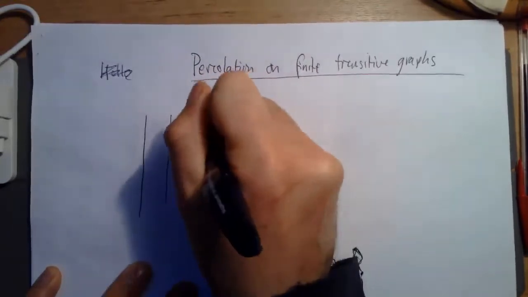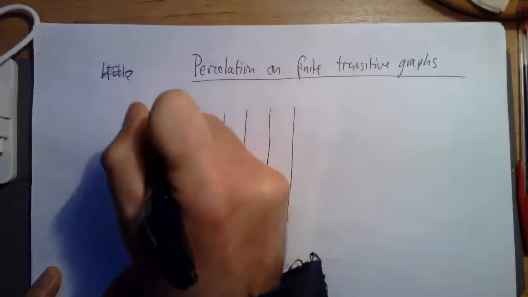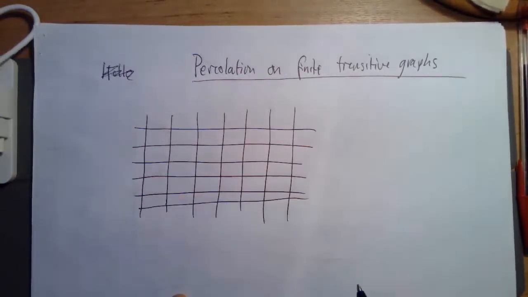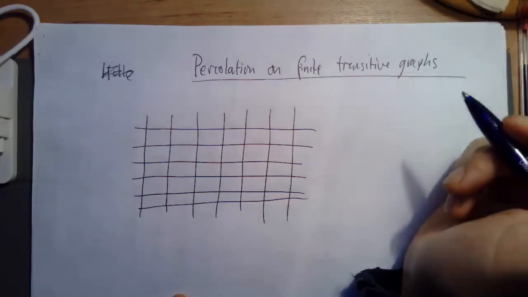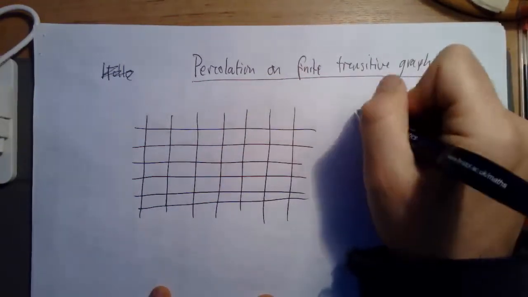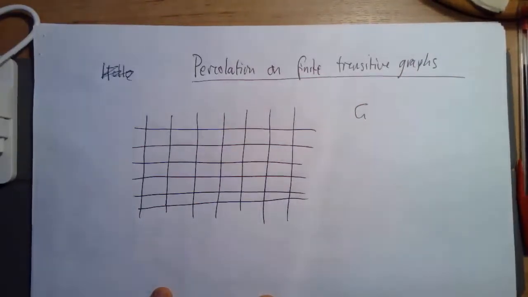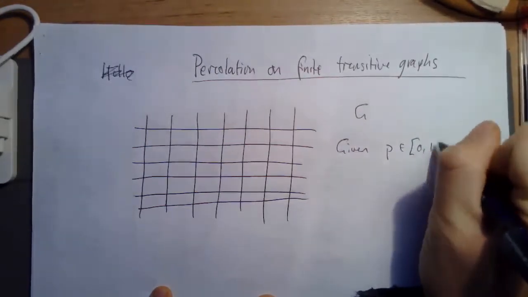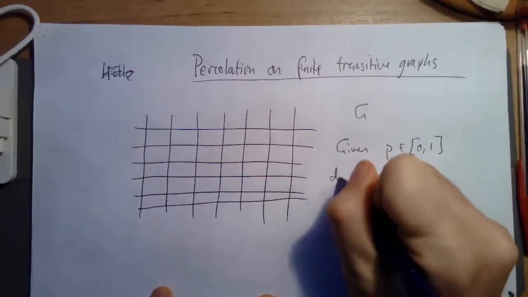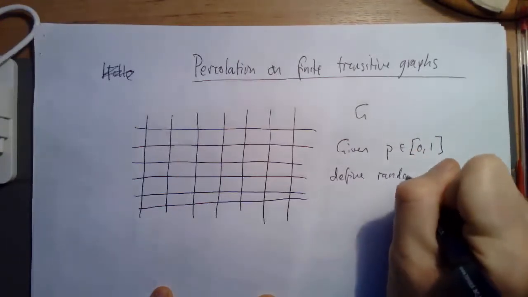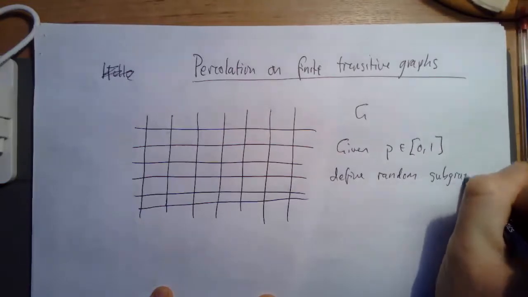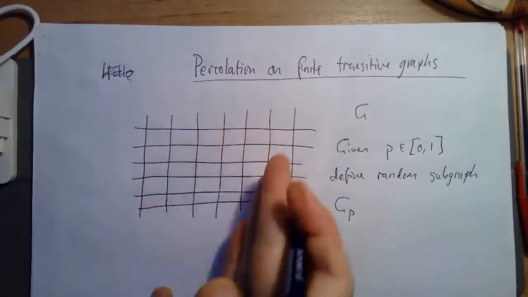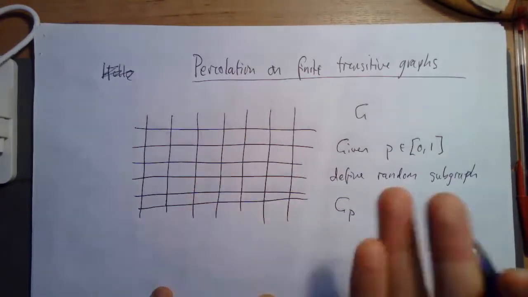So I'll briefly introduce the notion of percolation. I imagine with this audience it's reasonably well known, but let me just set things up anyway. So basically the rough idea in percolation is you start with some graph. Classically a lattice type graph, but you start with some graph G, such as this infinite square lattice. And then given a parameter P between 0 and 1, you define a random subgraph, which I'll call G sub P, by looking at each edge independently, and at random, you either delete or retain that edge.